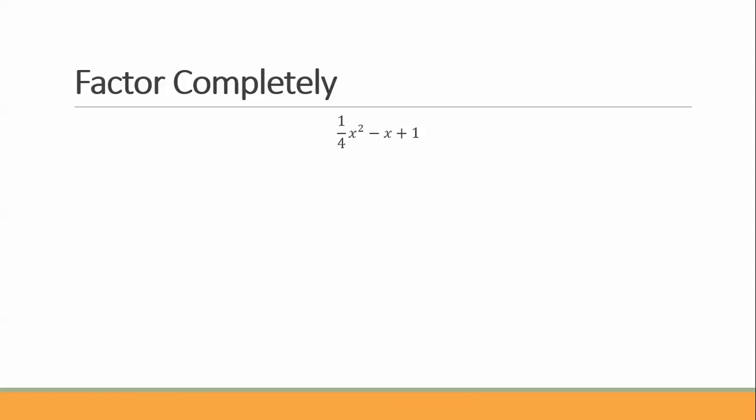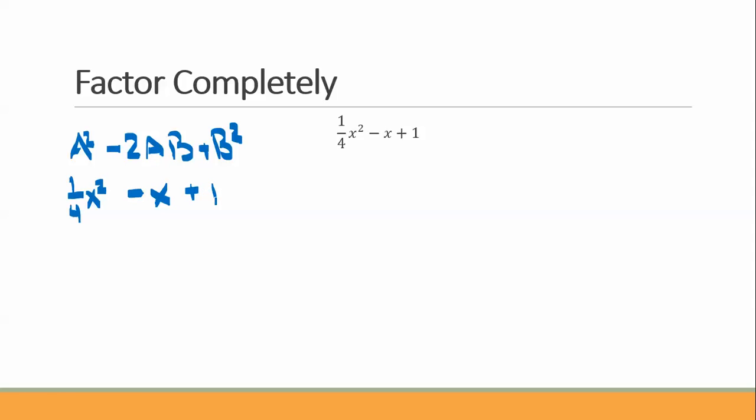The next problem we're going to do has a fraction. And as we know, and we're starting to learn, fractions are okay. Our formula was a squared. Now this is a minus, so we're going to use the minus formula. Minus 2ab plus b squared. And we have 1/4 x squared minus x plus 1. This is a minus b squared.